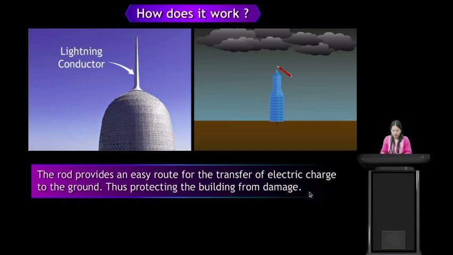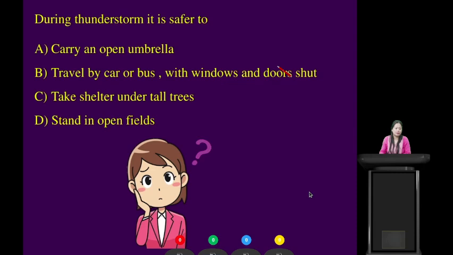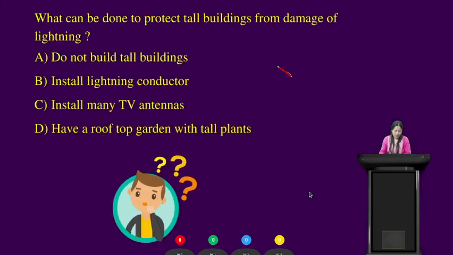So this is how the lightning arrestor works. Alright, students, we have another question. Please get your rough devices ready. The question is, what can be done to protect tall buildings from the damage of lightning? Okay, we have four options.